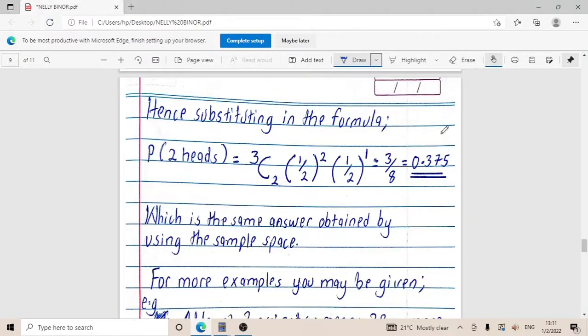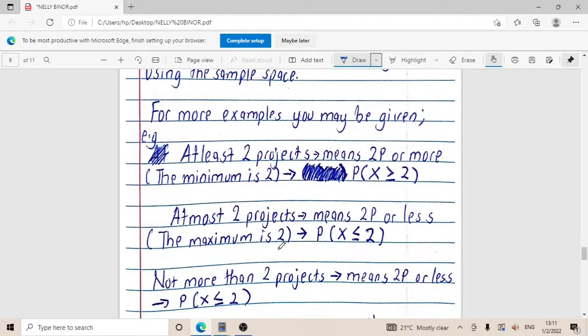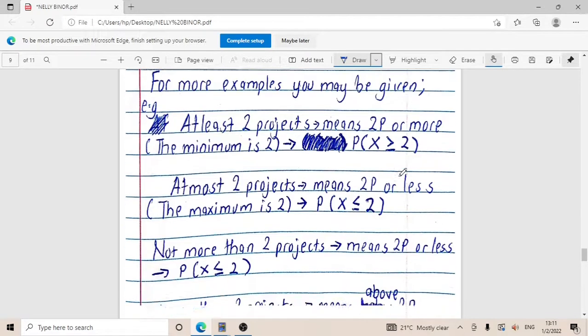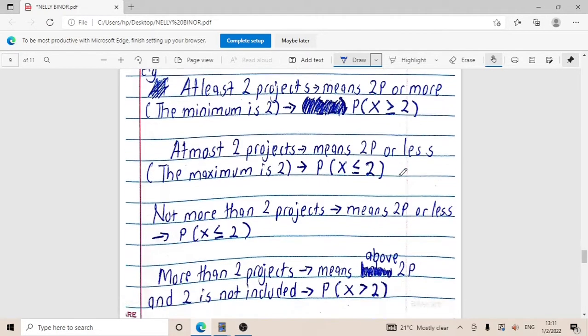So after getting your answer as this, it is the same answer obtained by using the sample space. For more examples, you may be given at least two projects, which means 2 projects or more. This can also mean the minimum is 2. So it can mean probability of x greater than or equal to 2. This is how you present it in probability format.